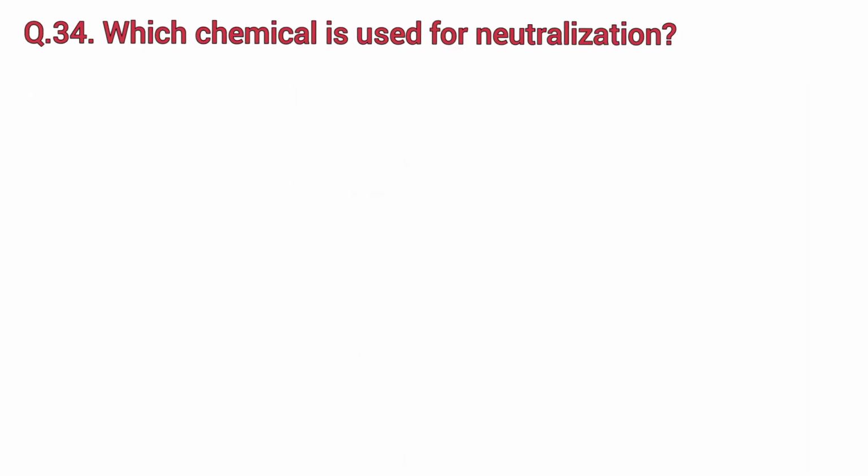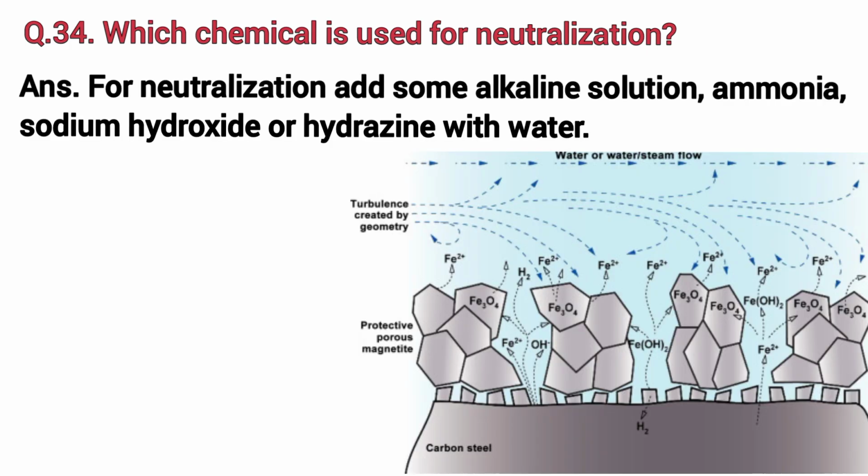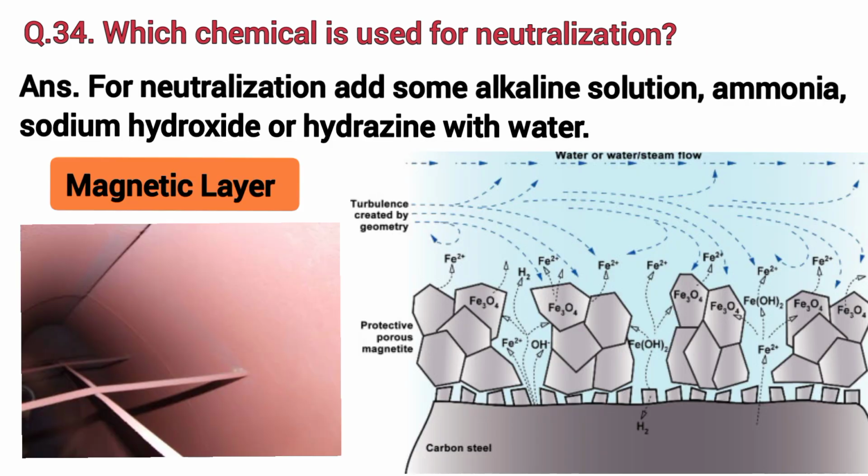Which chemical is used for neutralization? For neutralization, add some alkaline solution: ammonia, sodium hydroxide or hydrazine with water.